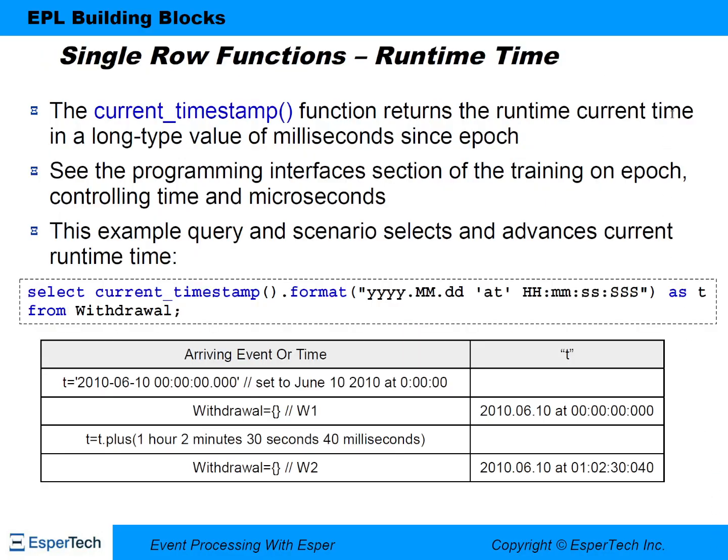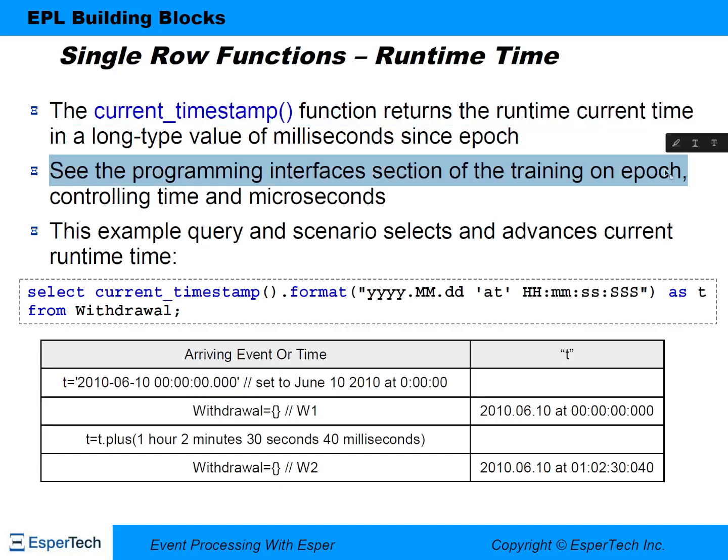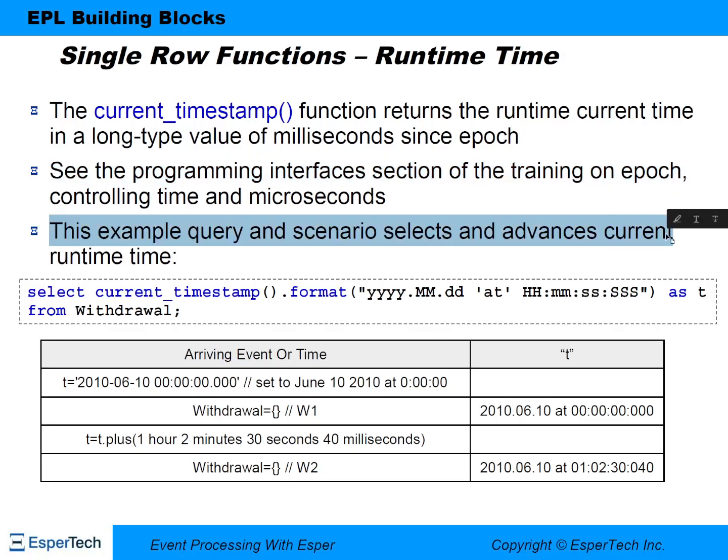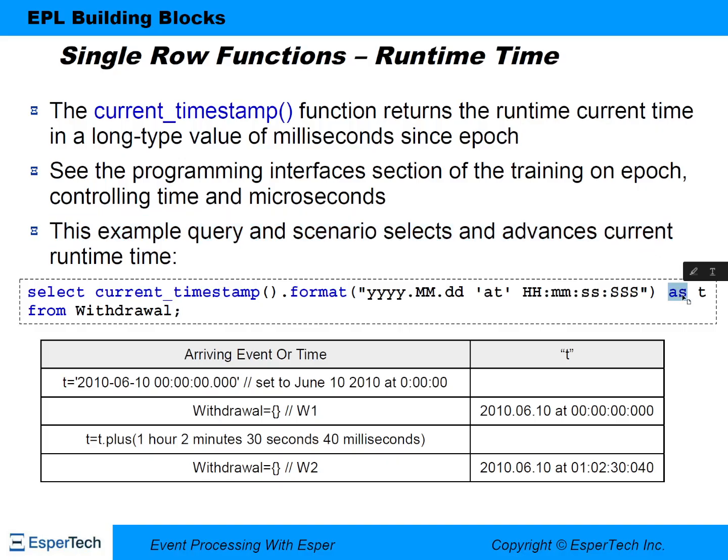The current_timestamp function returns the runtime current time in a long type value of milliseconds since epoch. See the Programming Interfaces section of the training on epoch, controlling time in microseconds. This example query and scenario selects and advances current runtime time. Select current_timestamp.format("yyyy.MM.dd") as t from withdrawal.